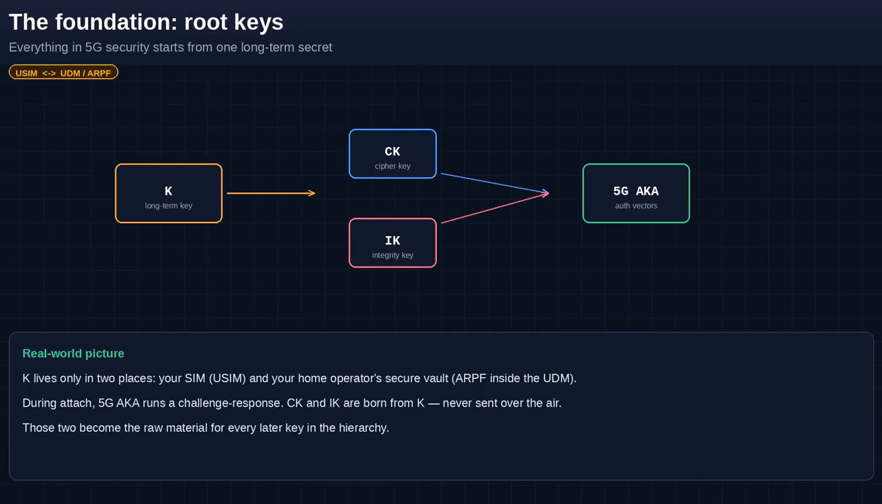Here is the part that matters. An attacker sniffing the air interface never sees K, and never sees CK or IK in the clear either. They only see challenges and responses that prove both sides share K, without revealing it. That is the foundation the rest of the tower is built on.